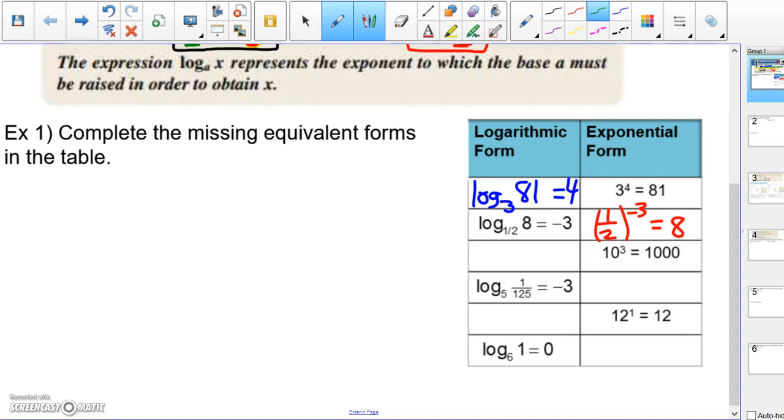Now we're going back to logarithmic form. It says base 10, so I know that one's going to be a log base 10. And the answer to the log is the exponent, so it's going to equal 3. So it's log base 10 of 1,000 equals 3. Continuing, this is a base 5, log base 5. The answer to the log is the exponent, and that's going to equal 1 over 125.